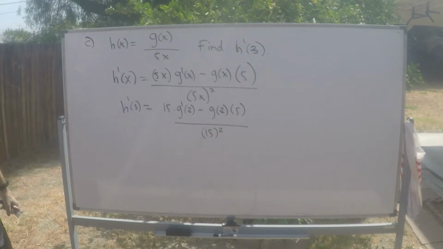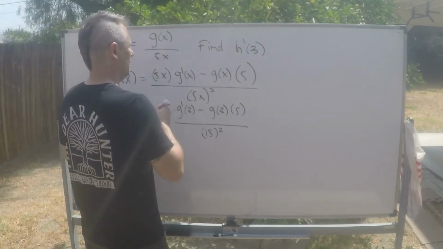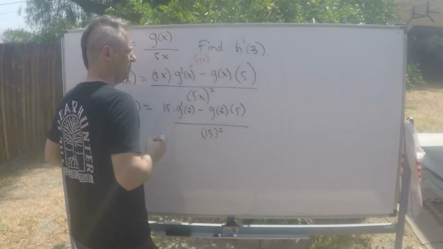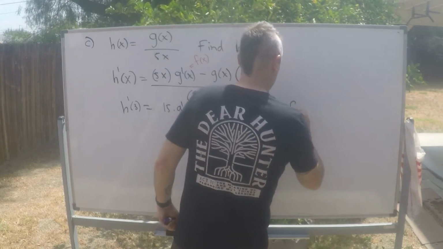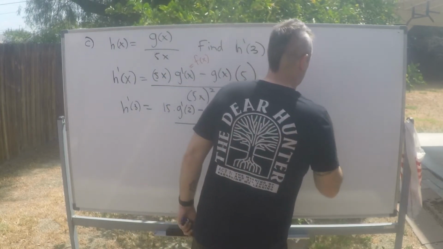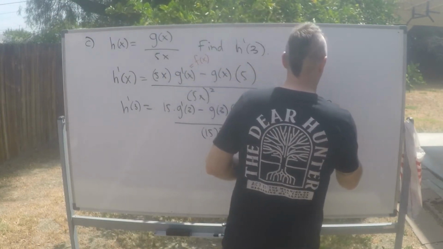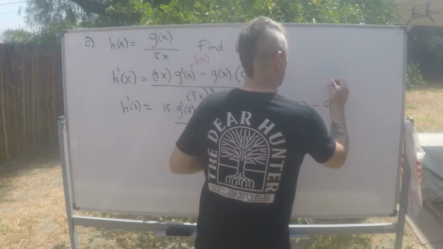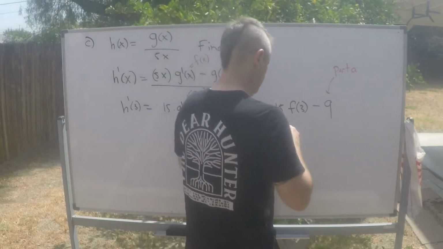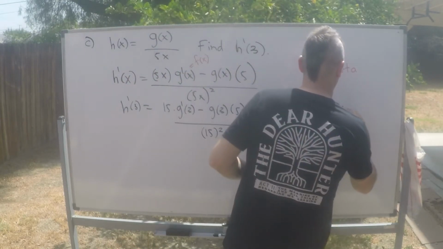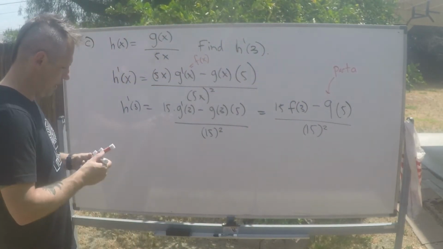So what's g prime of 3? Well, if you remember, g prime of x is just f of x. Remember, this is just f of x. So in fact, this is just 15 times f of 3 minus g of 3, but we figured out what g of 3 was in the last problem. G of 3 is 9. This is from part A. Times 5, all over 15 squared.